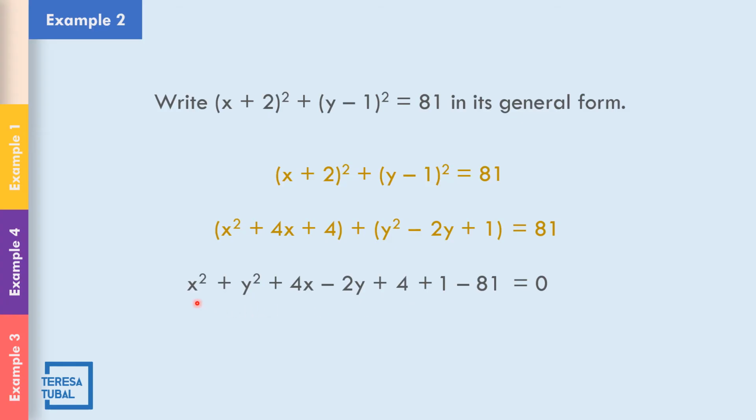So let us combine. So as you can see, copy x squared plus y squared plus 4x minus 2y because there is nothing to combine there. And then we need to combine 4, 1, and negative 81. 4 plus 1 is equal to 5, minus 81, that is equal to negative 76 equals 0. So the general form of the equation of the circle is x squared plus y squared plus 4x minus 2y minus 76 equals 0.